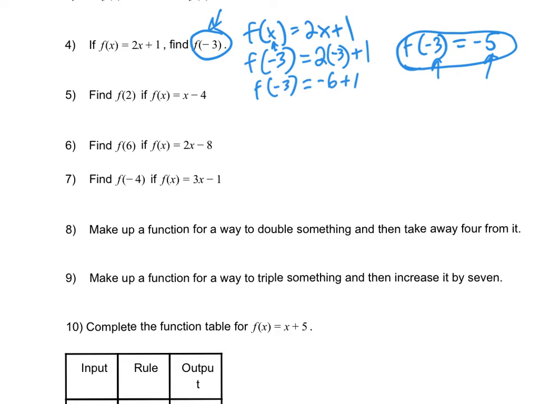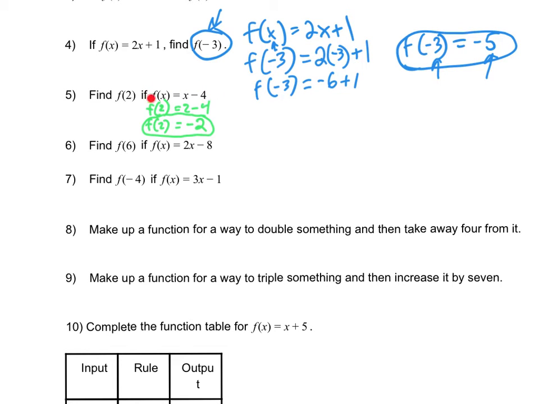Okay, see if you can do number 5 and number 6. There's two different functions there. See if you can find f of 2. Actually, go ahead and do number 5 first. See if you can find f of 2 if f of x equals x minus 4. All right, so there we go. We got f of 2 should equal negative 2 here. I kind of cheated a little bit here.